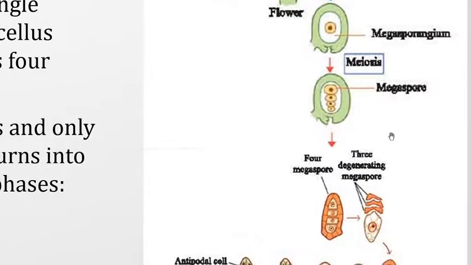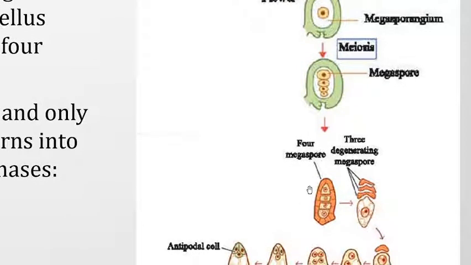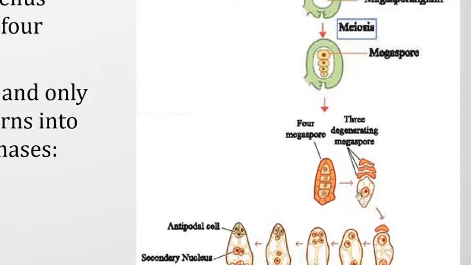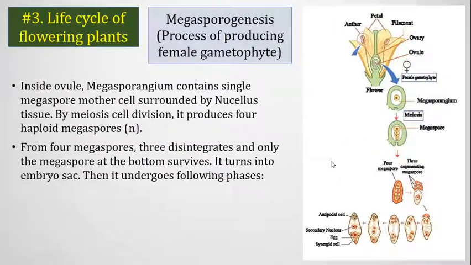So we have seen that inside the ovule we have got 4 megaspores by meiosis, but among these 4 megaspores, 3 will disintegrate, get damaged, and only 1 megaspore will survive. And this single megaspore will turn into the embryo sac, and inside the embryo sac some changes will take place. So what are these changes?